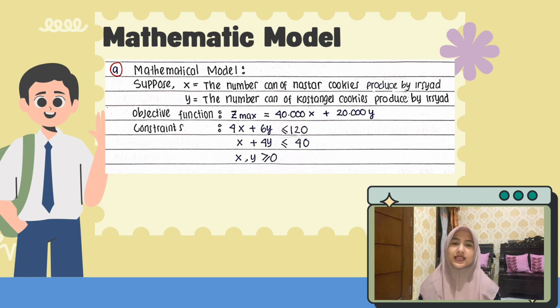Then we obtain the objective function: max equals 40,000x plus 20,000y. The constraint functions are: first, 4x plus 6y less than or equal to 120; second, x plus 4y less than or equal to 40, with x and y greater than or equal to 0.